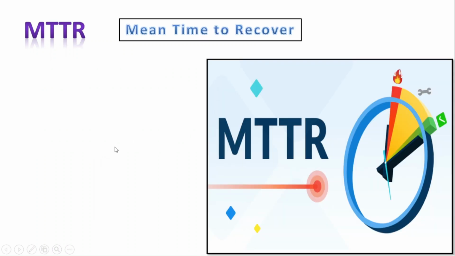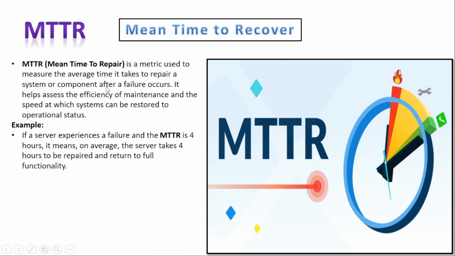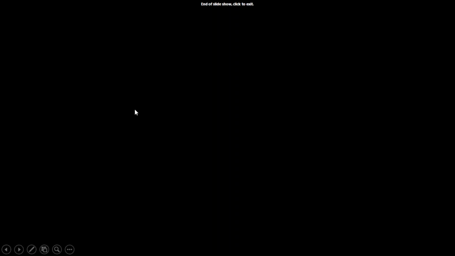MTTR, that is mean time to recover. So MTTR, mean time to recover or mean time to repair, is a metric used to measure the average time it takes to repair a system or component after a failure occurs. It helps assess the efficiency of maintenance and the speed at which a system can be restored to operational status. Example: if a server experiences a failure and the MTTR is 4 hours, it means on average the server takes 4 hours to be repaired and return to full functionality.